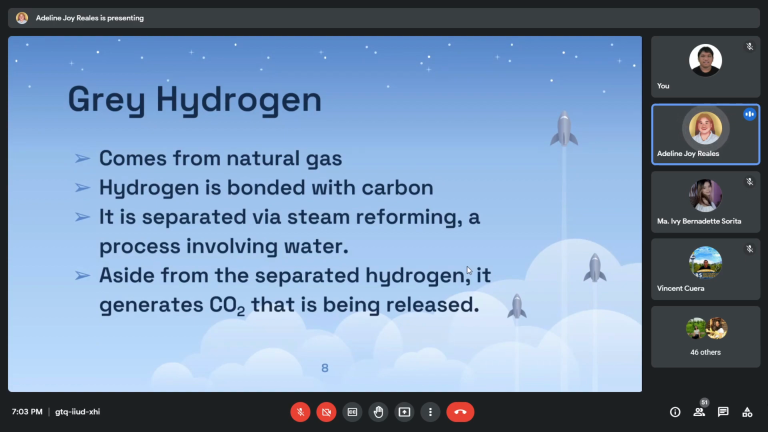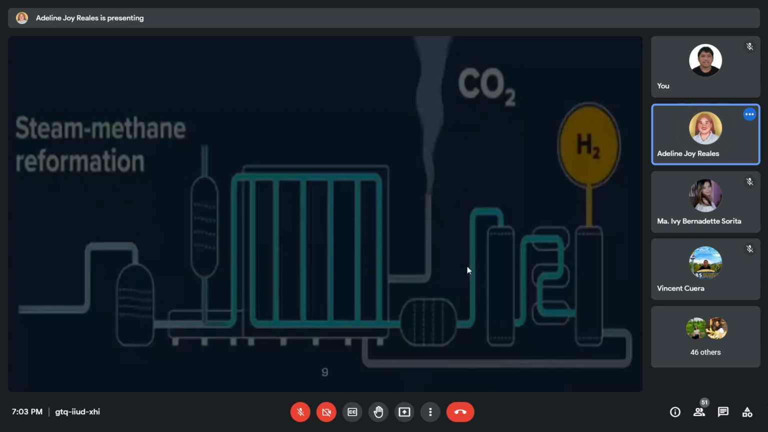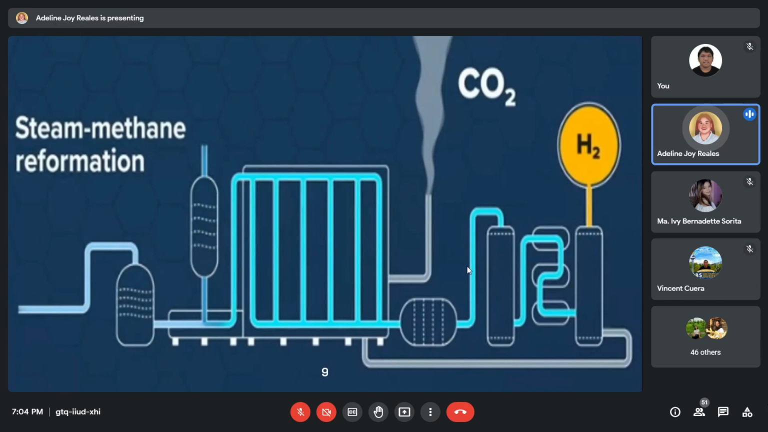This hydrogen is separated via steam reforming, a process involving water. Aside from the separated hydrogen, it generates carbon dioxide that is being released into the atmosphere. Gray hydrogen is the most commonly produced hydrogen, accounting for roughly 95% of the hydrogen produced in the world today. It is because it is the most efficient process, unlike all the others.